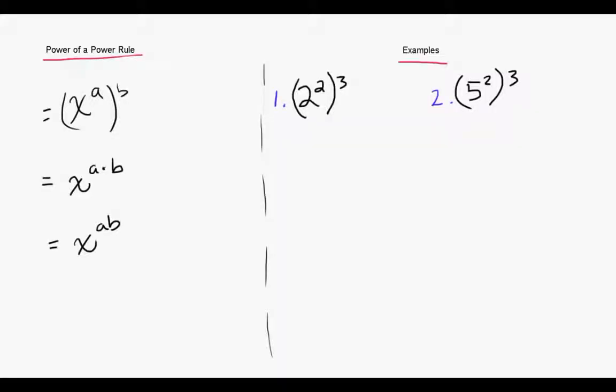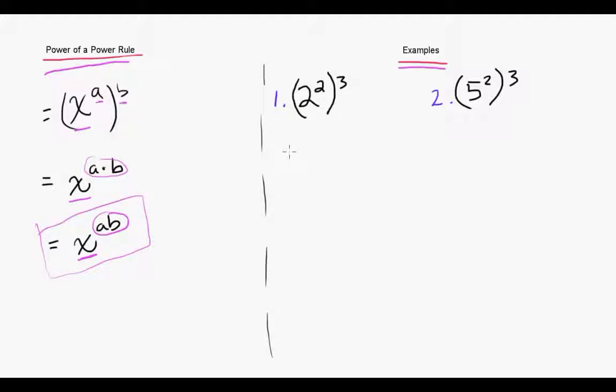On the left-hand side of your screen, we have the power of a power rule, and on the right-hand side, we have some examples we're going to get to in a moment. Looking at the power of a power rule, if we have a base x raised to the exponent a, and then outside the bracket we have this exponent b, we can rewrite that as base x to the exponent a times b. Usually that's going to give you some base to the product of those two exponents. Okay, so that's the power of a power rule in general terms.